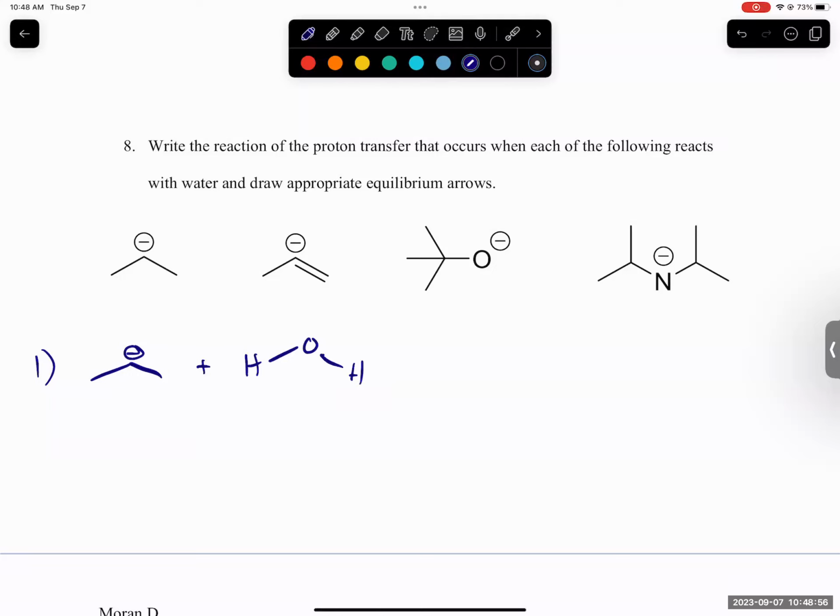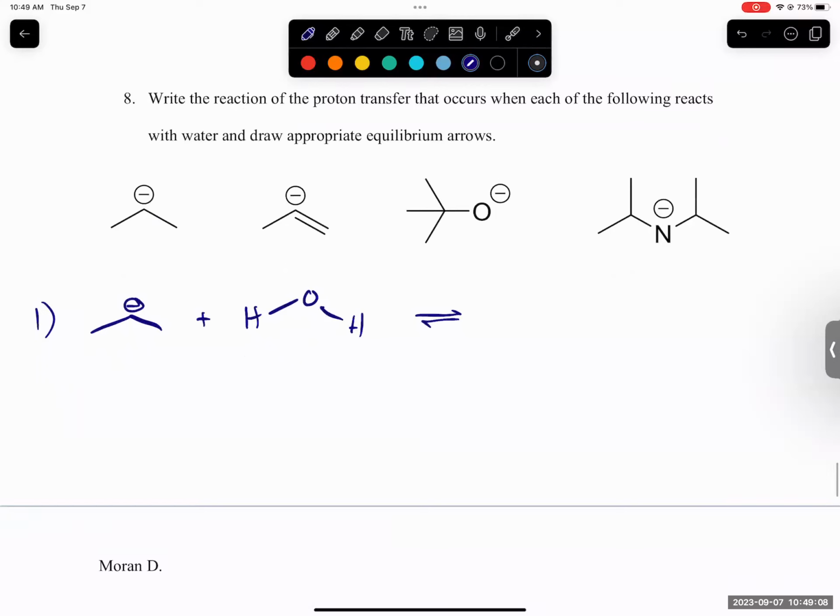So let's write an acid-base reaction for this. We know it's in equilibrium, but we were going to find out which way equilibrium favors later. All right. So what are the products of this reaction? Now remember, this is our base. This must be our acid.